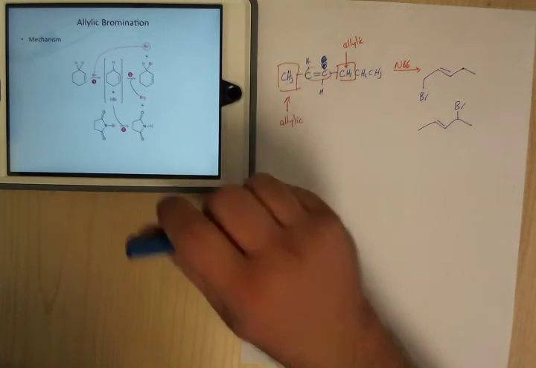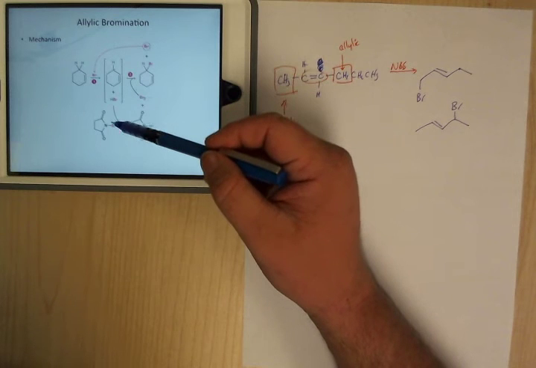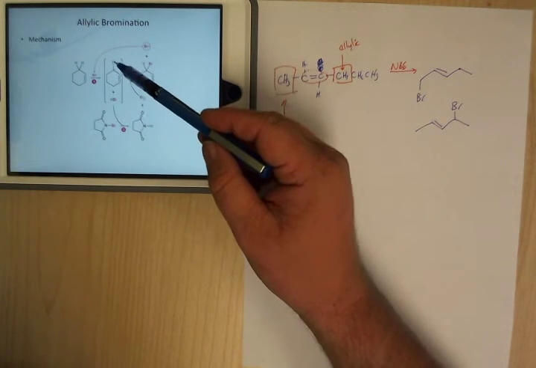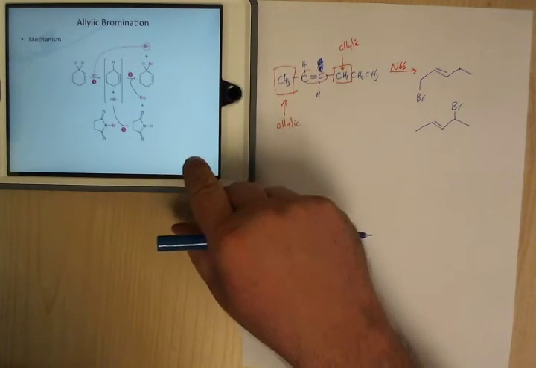Doing a radical type mechanism, and essentially what you do is you swap the bromine on the NBS for a hydrogen. Okay, something like that.